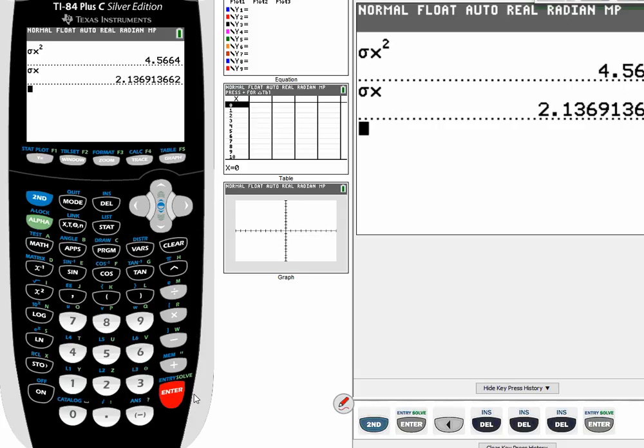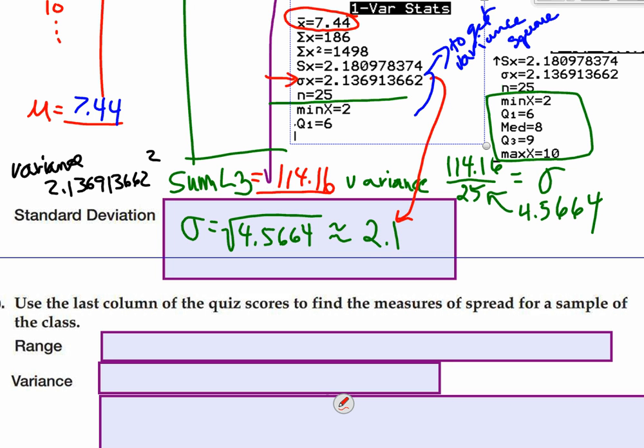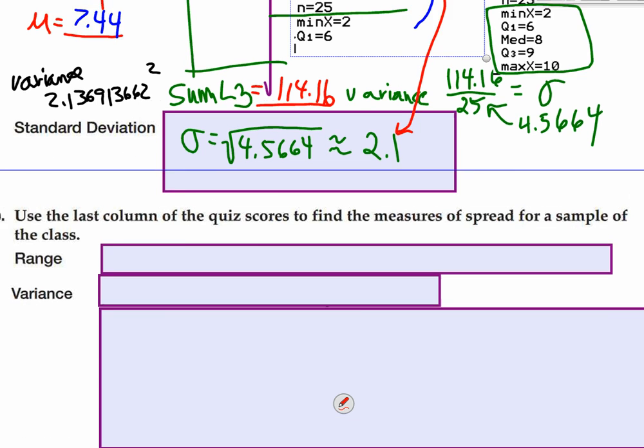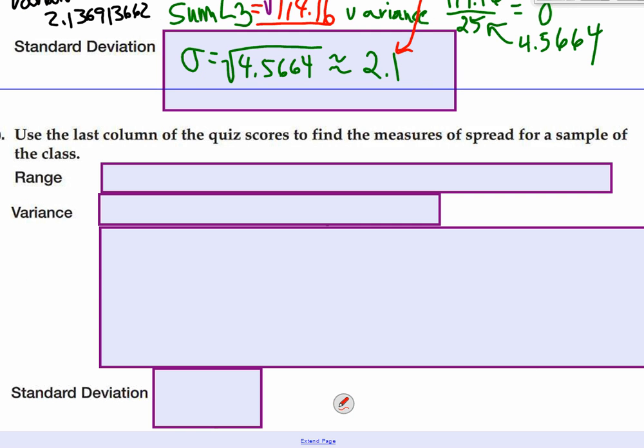Okay, so that's how to use the calculator. Now let me go back to our slides. You decide how you're going to do this. You're just using that last column, and you can do one variable statistics or whatever you want to do. It's a sample of the last column.